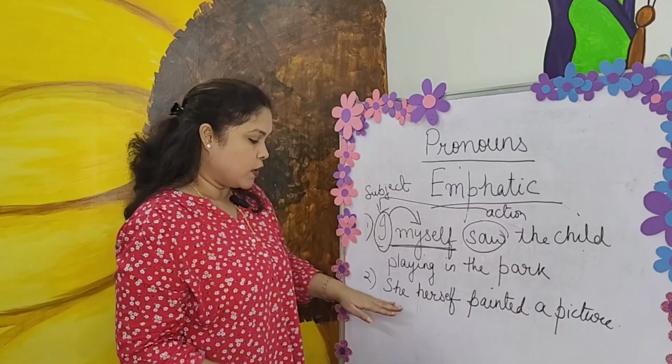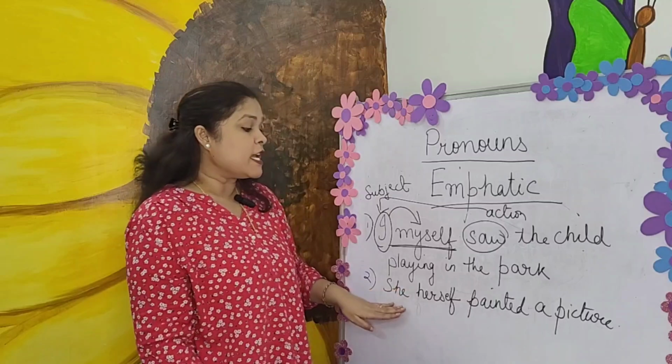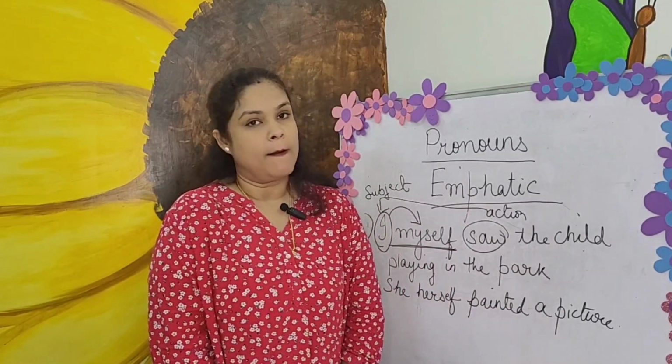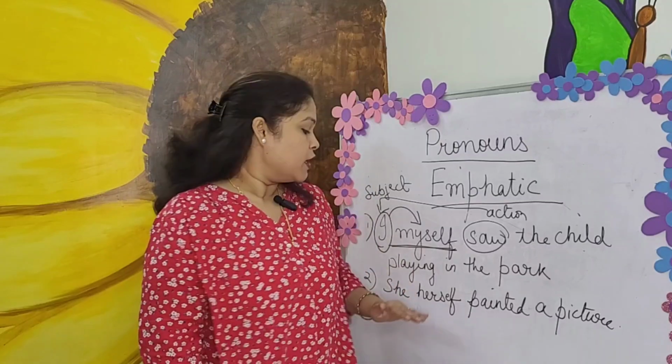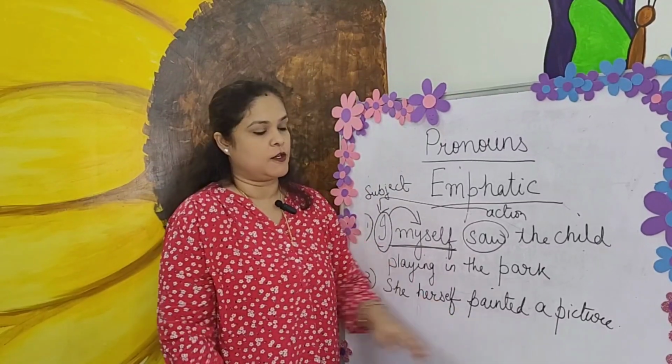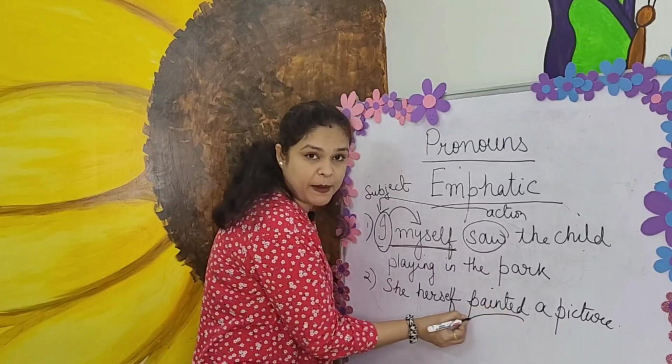Clear? If you look at another example, she herself painted a picture. What was the action performed? Painting or painted, right? She is the subject. So she herself painted a picture. The action performed was painted.